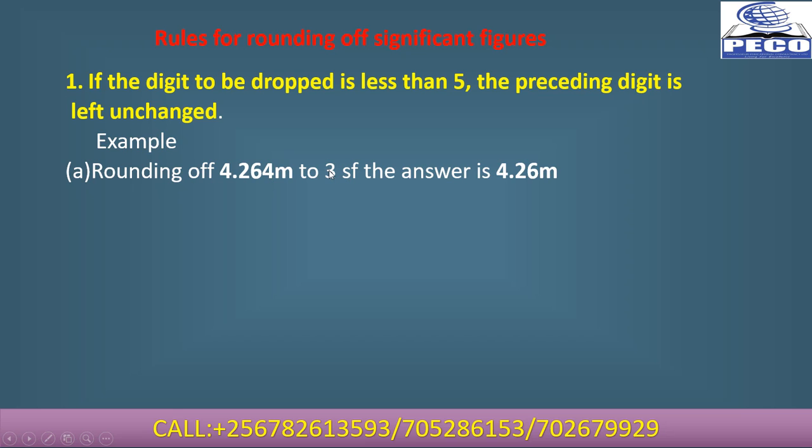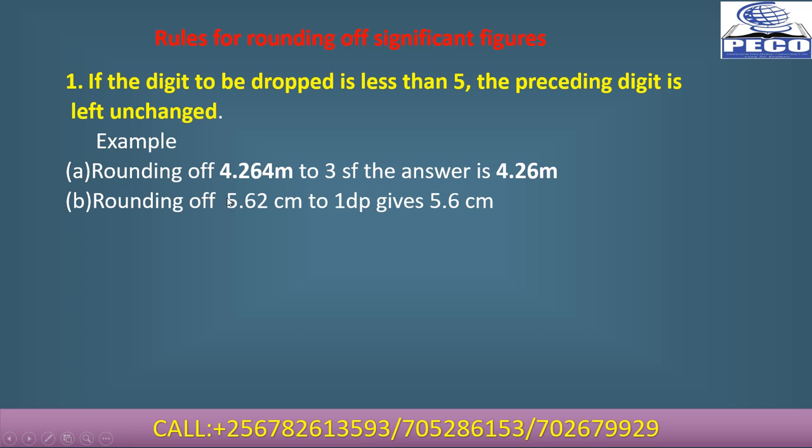If the 4 is less than 5, then the value that comes before the 4, which we are calling the preceding value, is left unchanged. If you didn't know that, I think now you know that it is not changed, and therefore just drop off the 4 and say 4.26 meters. Now this value has 3 significant figures.